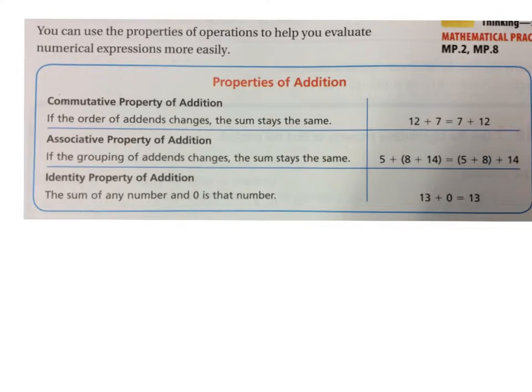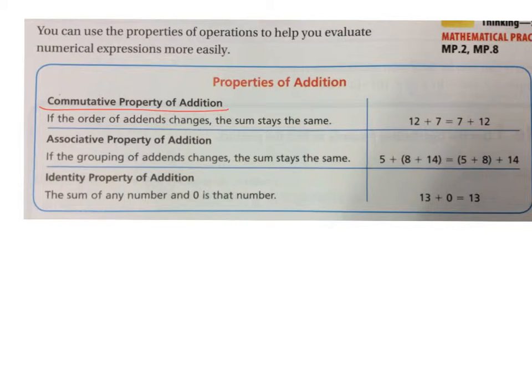So it says you can use the properties of operations to help you evaluate numerical expressions more easily. Okay, you've already learned 3 different properties of addition. The first one is called the commutative property of addition. Let's all say that together. Commutative property of addition. That commutative property of addition says that if you change the order of the addends, or you change the order of the numbers that you're adding, the sum stays the same.